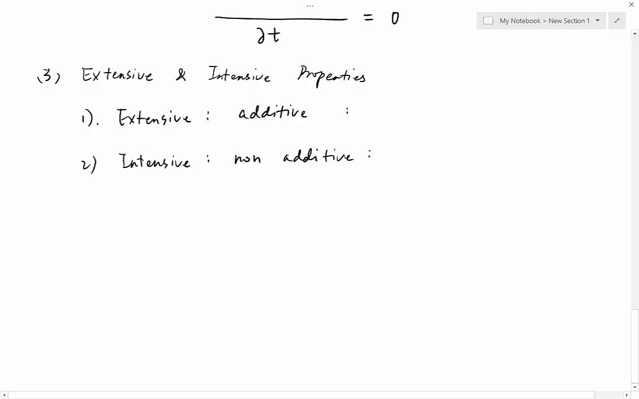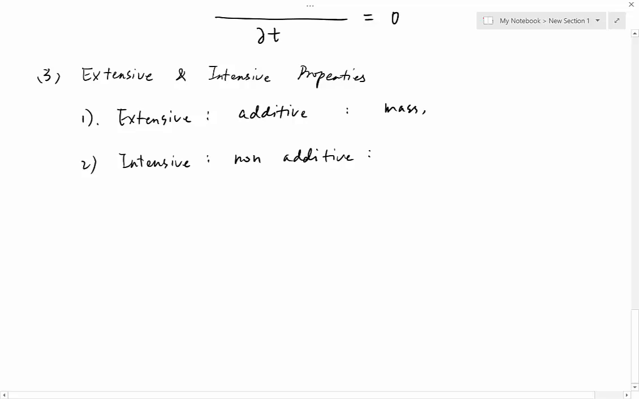Okay, let's think of a few examples for each one of them. Let's start from extensive properties, which are additive. Additive means you can perform addition. So for example, you have object A, which weighs 10 kilograms, and then you have object B, which weighs 20 kilograms. And now you put them together. What is the new weight? What is the new mass of the combined two objects? It is 10 kilograms plus 20 kilograms, which is 30 kilograms. So can you perform addition for mass? Yes, you can. So mass is additive. So mass is an extensive property.